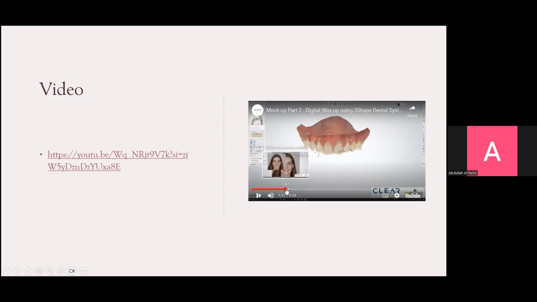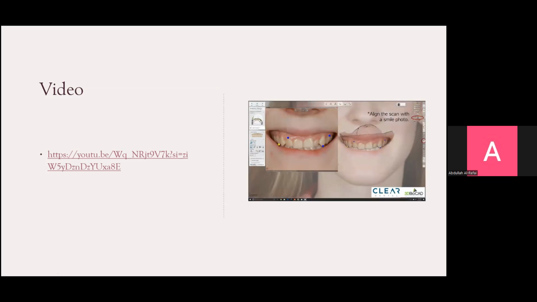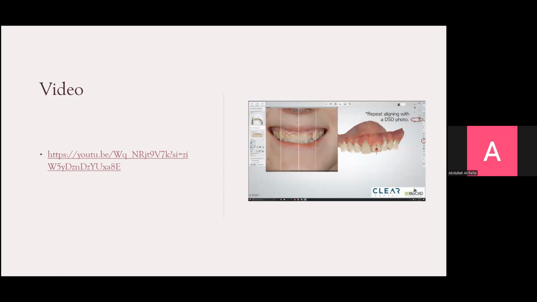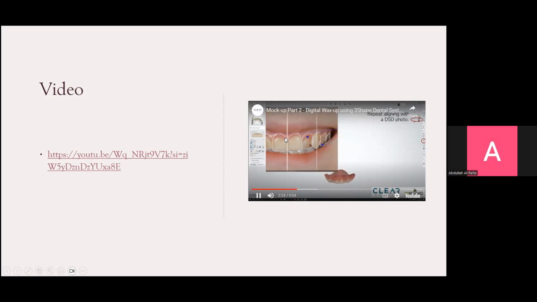Now they are trying to superimpose the 3D model onto the patient photograph. Here, any change made on the model will show immediately on the patient photograph, as we will see now. Here they are still trying to superimpose both the model and the photograph of the patient. And this is the digital smile design, as we see, the white lines.